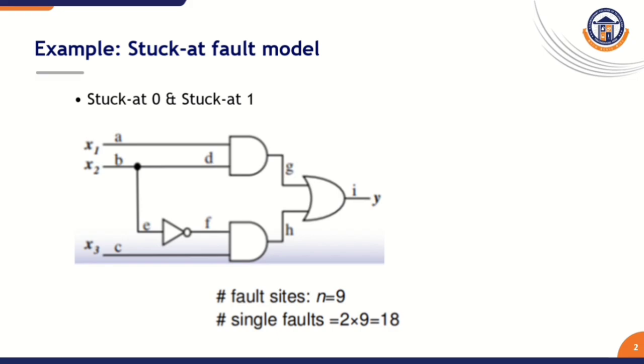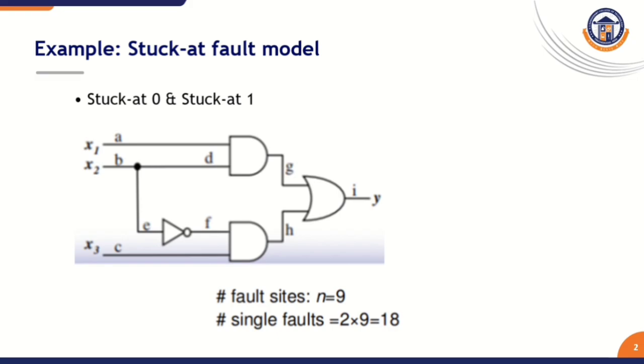Stuck-at 0 means any one of the signal lines is affected by stuck-at 0. That line is always connected to the ground line, which means that line always generates logic 0. When the signal line is affected by stuck-at 1, that line is always connected to VDD, which produces only logic 1. This is the concept of stuck-at 0 and stuck-at 1.